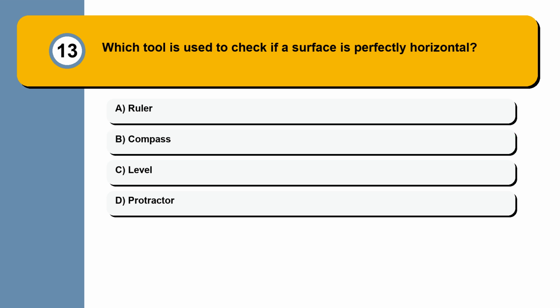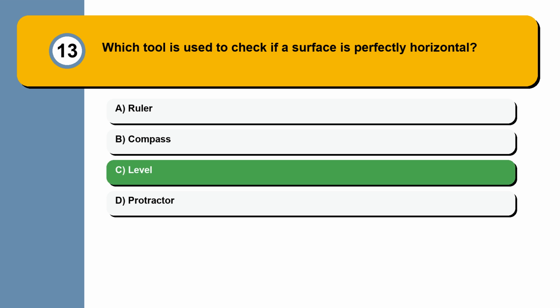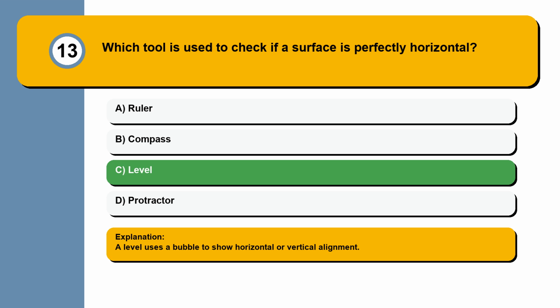Question 13. Which tool is used to check if a surface is perfectly horizontal? Ruler, compass, level, protractor. A level uses a bubble to show horizontal or vertical alignment.